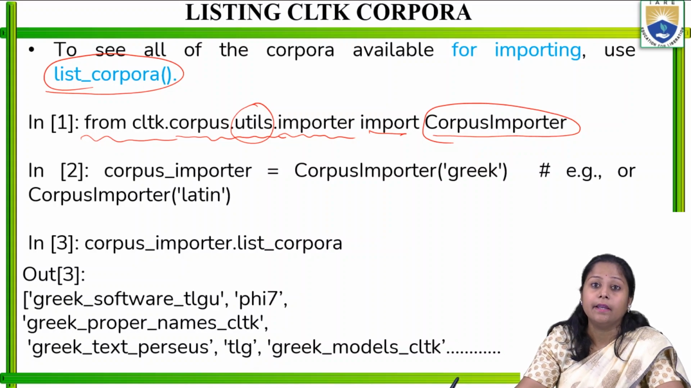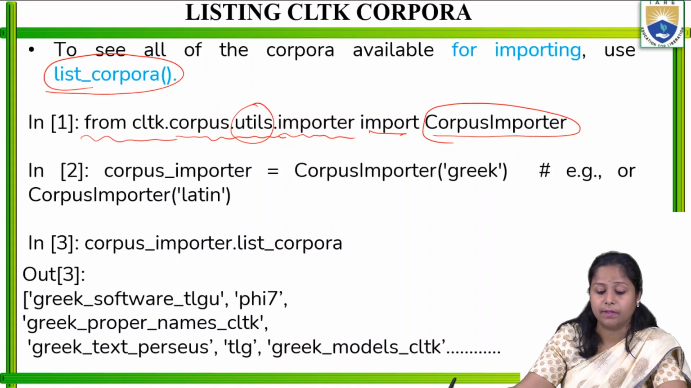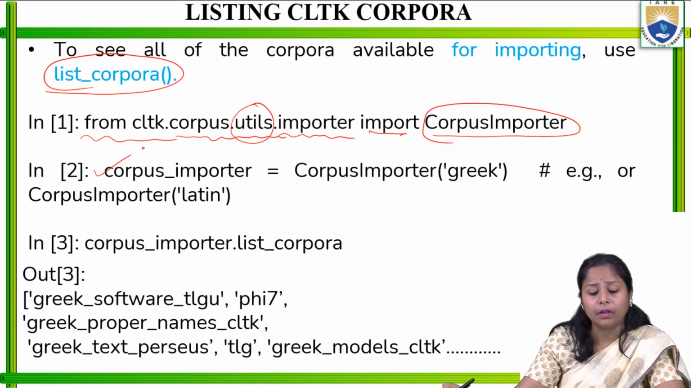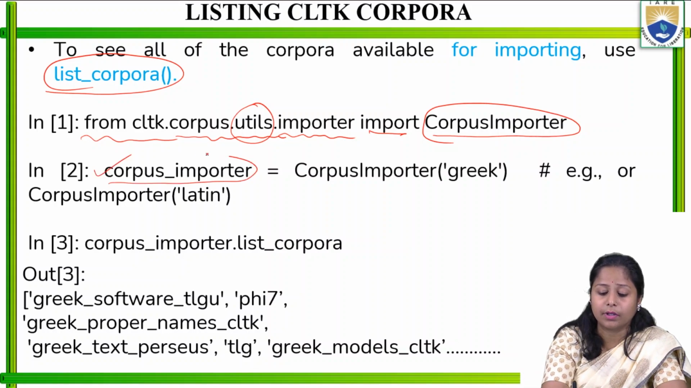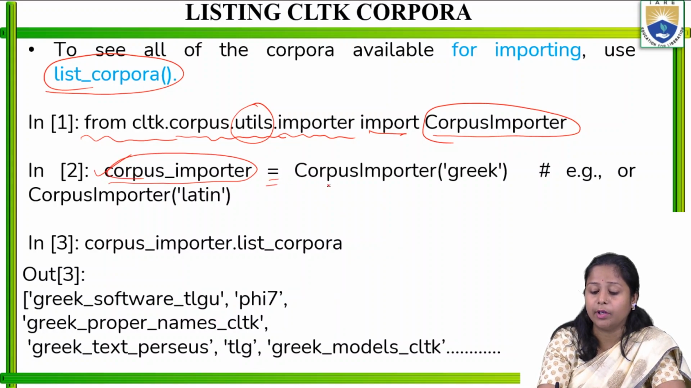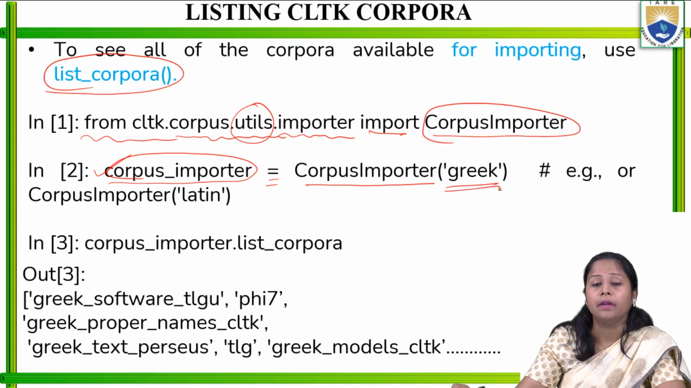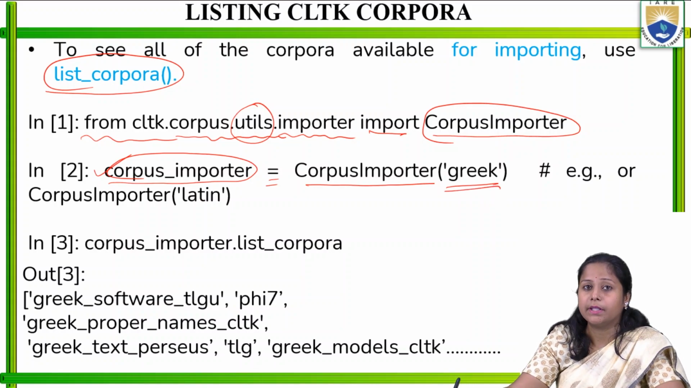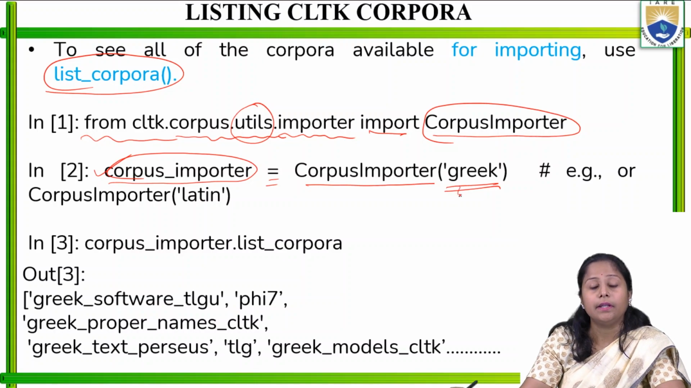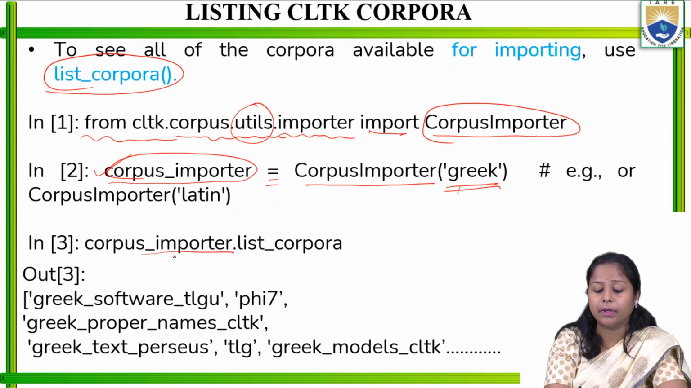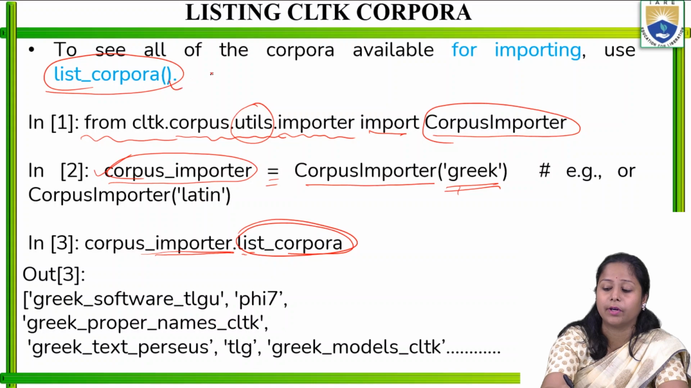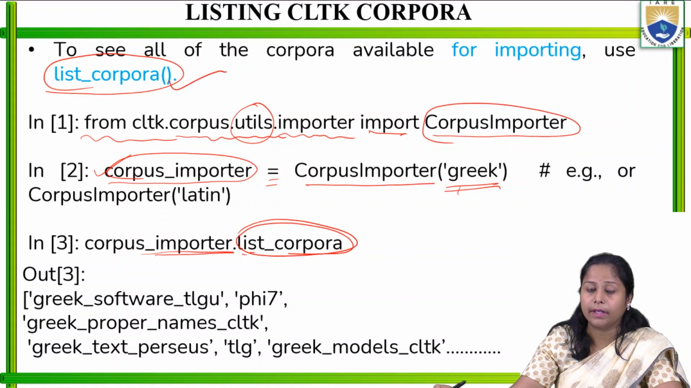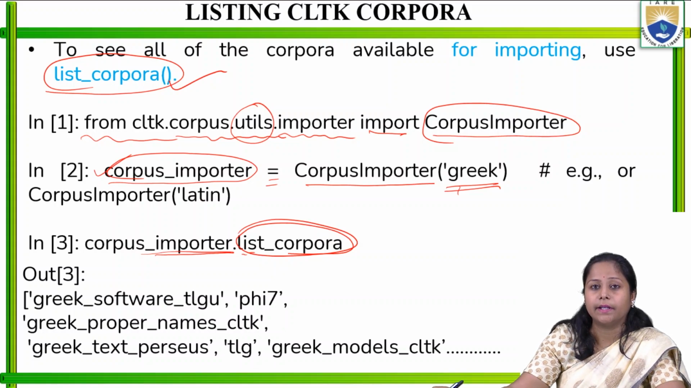Next, we need to say which language we need to pre-process. So I am going to make an object, corpus_importer, equal to CorpusImporter, and in the brackets I will pass which type of language I need. So I am passing the Greek language in double quotes. In the next line, I will write corpus_importer.list_corpora. So list_corpora will be used for importing all the corpora in one place.